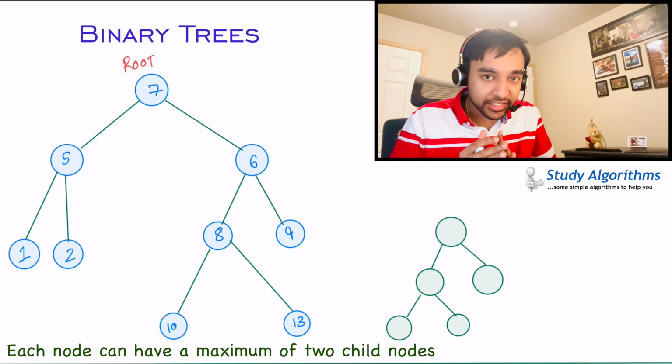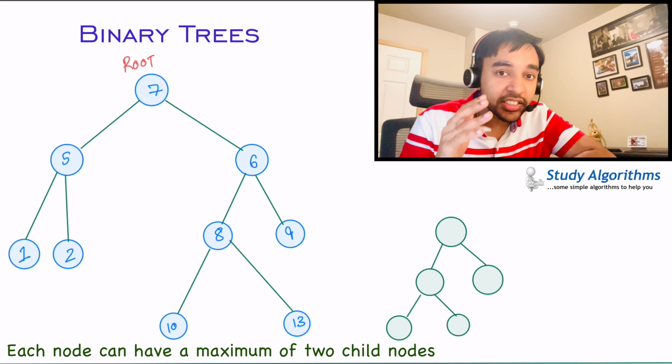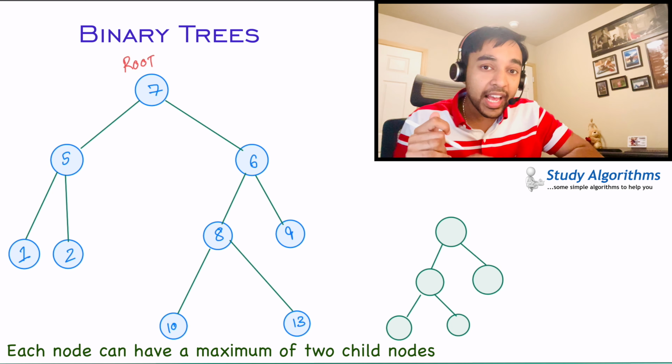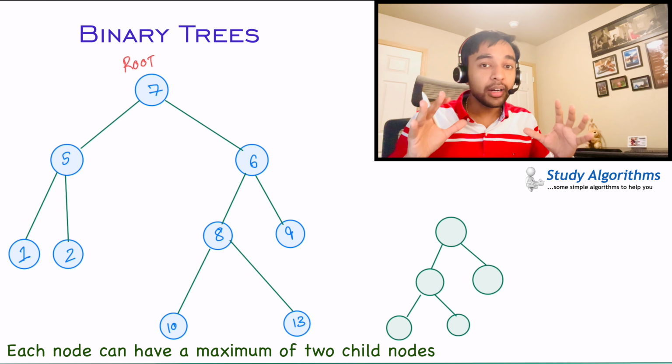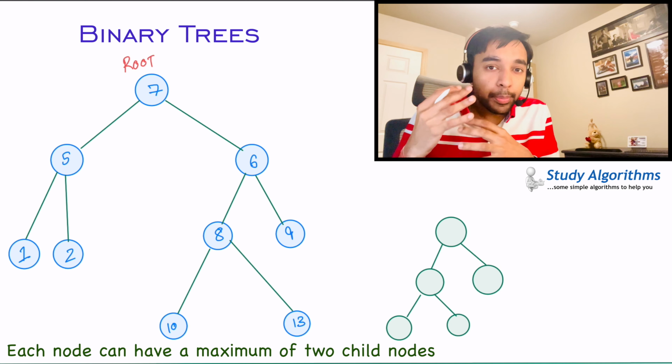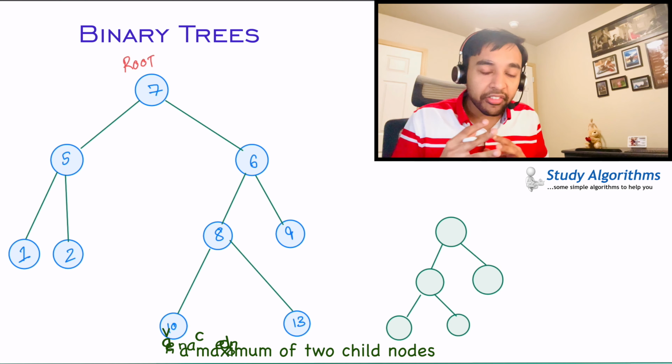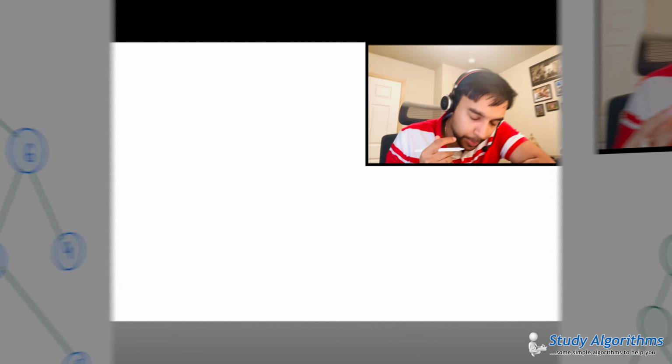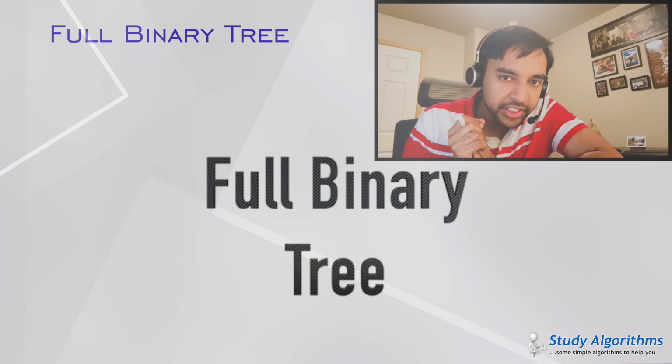Now, if you look at this tree, each node has a maximum of only two child nodes. And this is how you define a binary tree. So based on this idea, you can have several different types of binary trees. Let us look at some of its types.